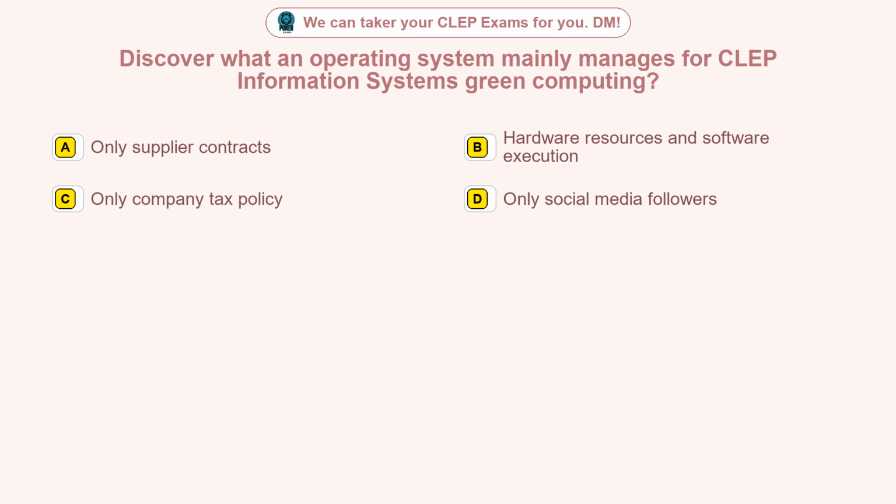Option A. Only supplier contracts. Option B. Hardware resources and software execution. Option C. Only company tax policy. Option D. Only social media followers. The correct answer is option B. Hardware resources and software execution.